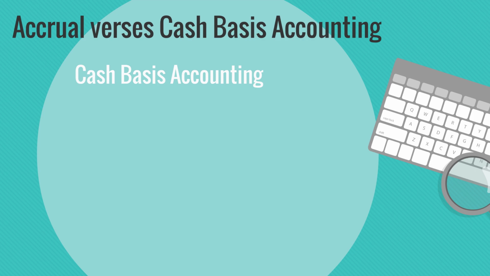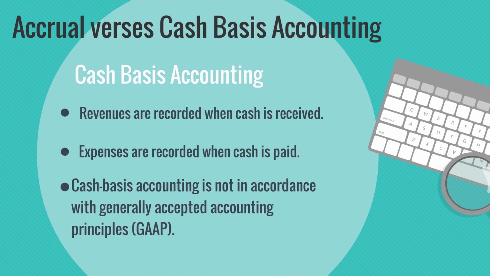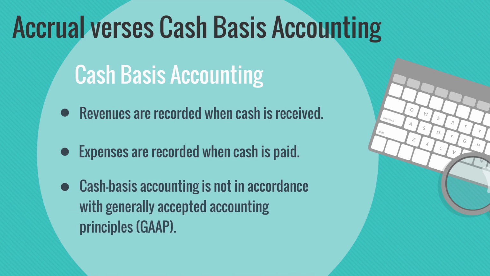Under cash basis accounting, companies record revenue when they receive cash and record an expense when cash is paid. Companies record revenue when the cash is received from customers and record expenses like salaries and wages when cash is paid to employees. The cash basis seems appealing due to its simplicity, but it often produces misleading financial statements. As a result, it does not match expenses with revenues. So cash basis accounting is not in accordance with generally accepted accounting principles or GAAP.